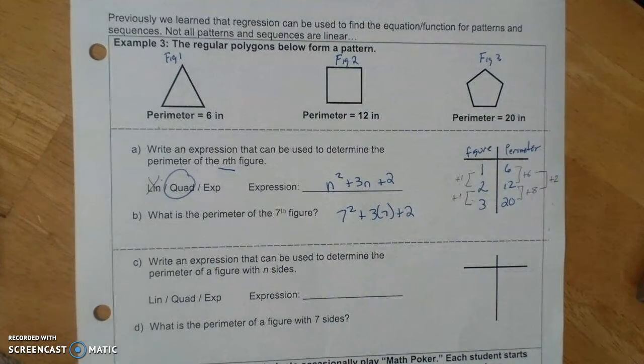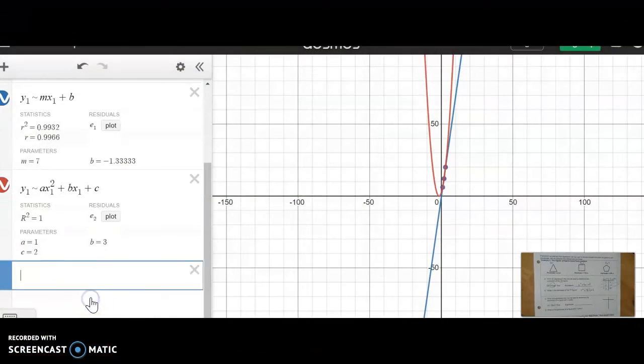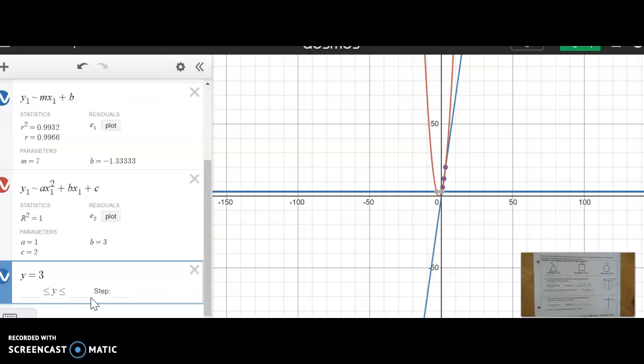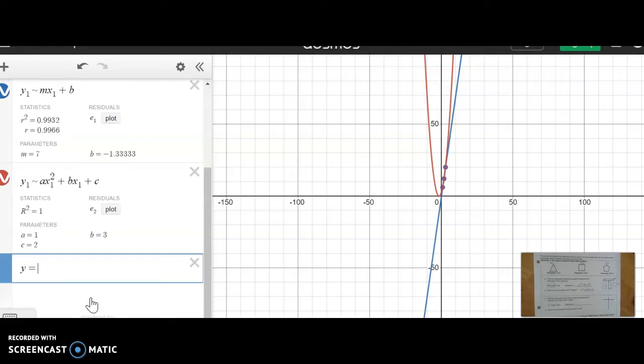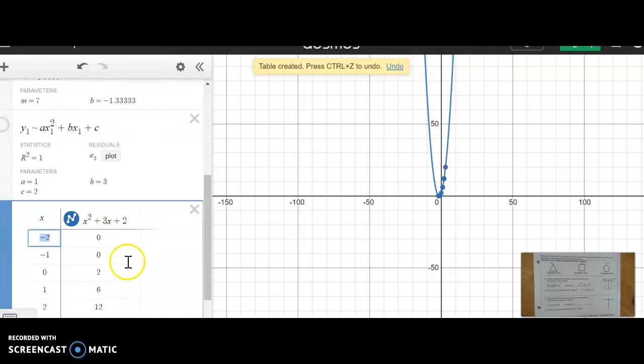Or we can come back here and we can say y equals x squared plus 3x plus 2. We can turn everybody off, go up to the cog, tell it I want a table, and I want the answer for 7, and that is 72.